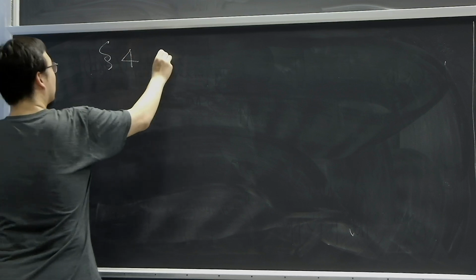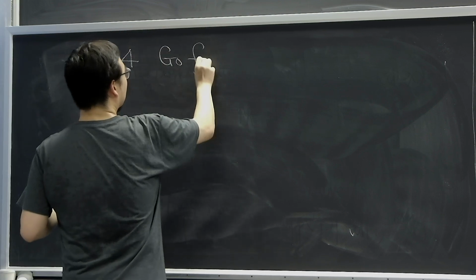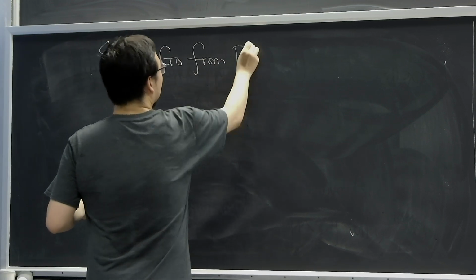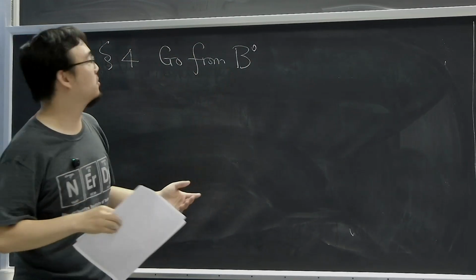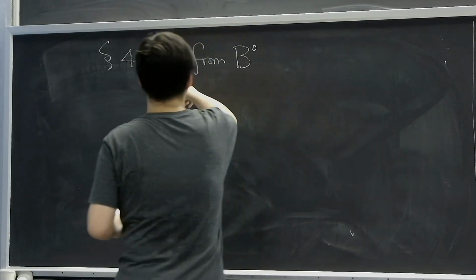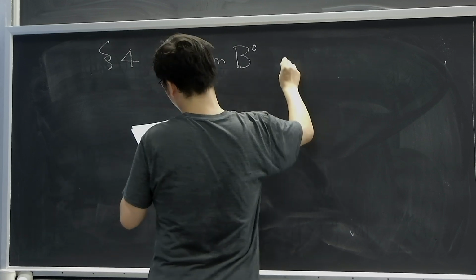So the first part, going from B circle, does not depend so much on the fact that we're considering a del Pezzo surface, for example, but the second part, going from B circle to B, depends highly on that.